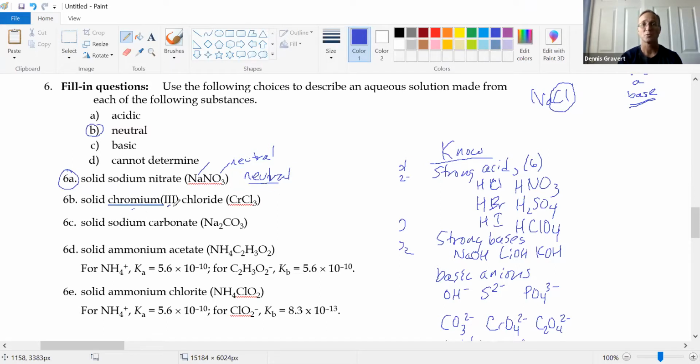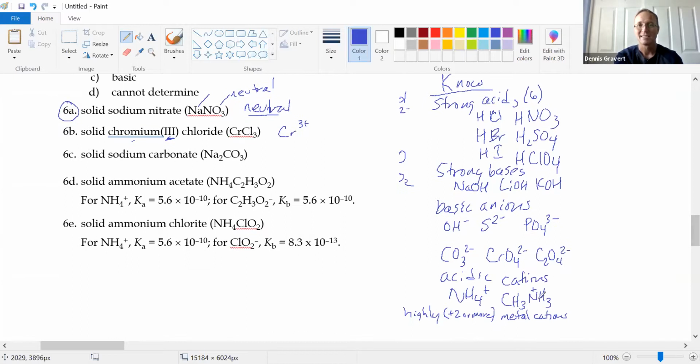What about chromium? What's that Roman numeral mean? It means chromium's a +3. Scroll down a little bit. That's a highly charged metal ion. I forgot to finish my thought here. Highly charged metal ion, +2 or more. Chromium's a +3. This is acidic. Let's double check that chloride's not going to do anything, right? We just finished talking about how chloride is not a base because it's a conjugate base of a very strong acid, HCl.